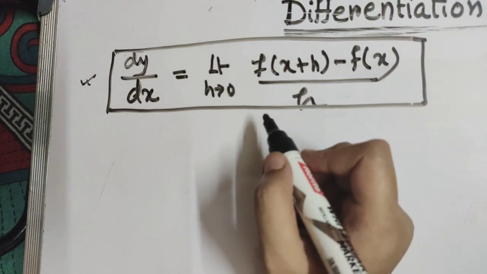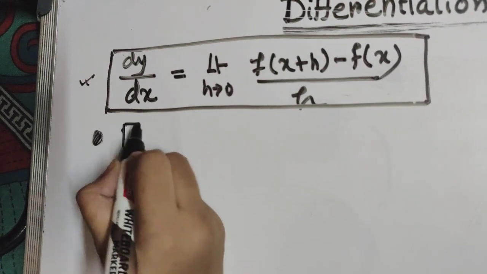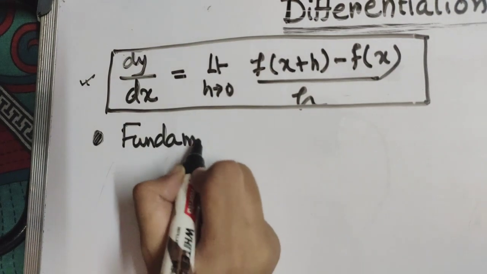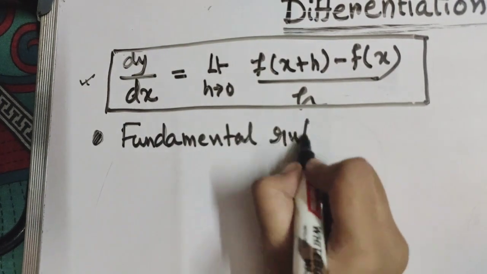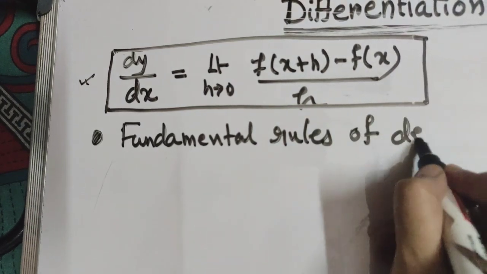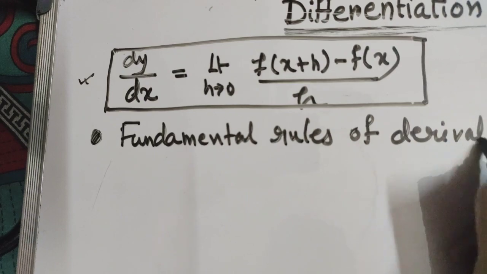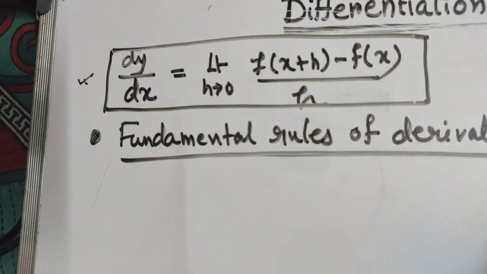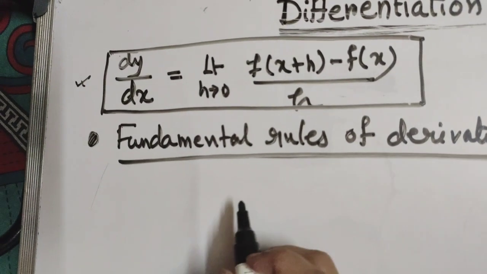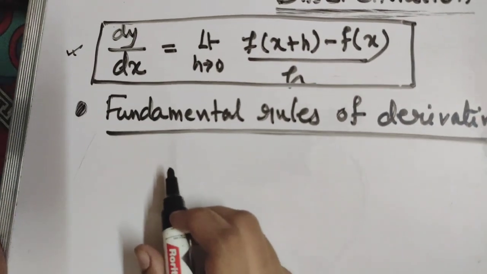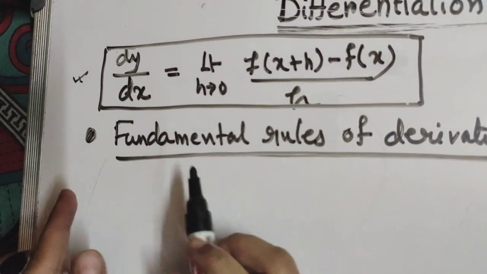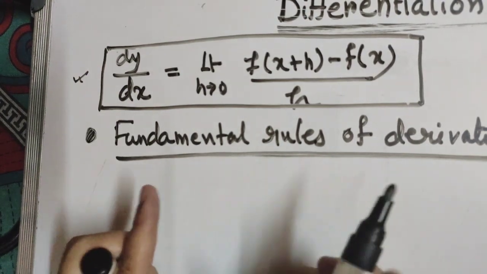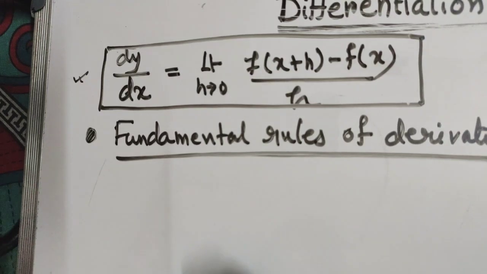Now what kind of rules here? The fundamental rules of derivative. There are two types of rules of derivative. Number one is fundamental rules of derivative or differentiation, and another is standard rules of derivative. One is the fundamental rules of derivative and another one is the standard rules of derivative.